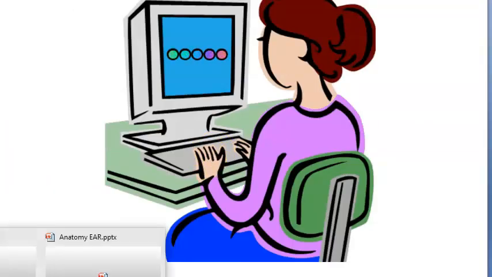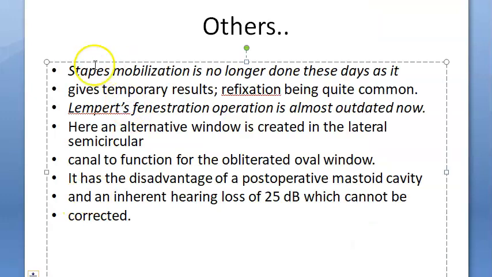Anyways, looks like other than the stapedectomy, some old things they are mentioning. Stapes mobilization, they are not doing it nowadays. Then some Lempert fenestration operation also is outdated, they are saying. So let's not bother about those.